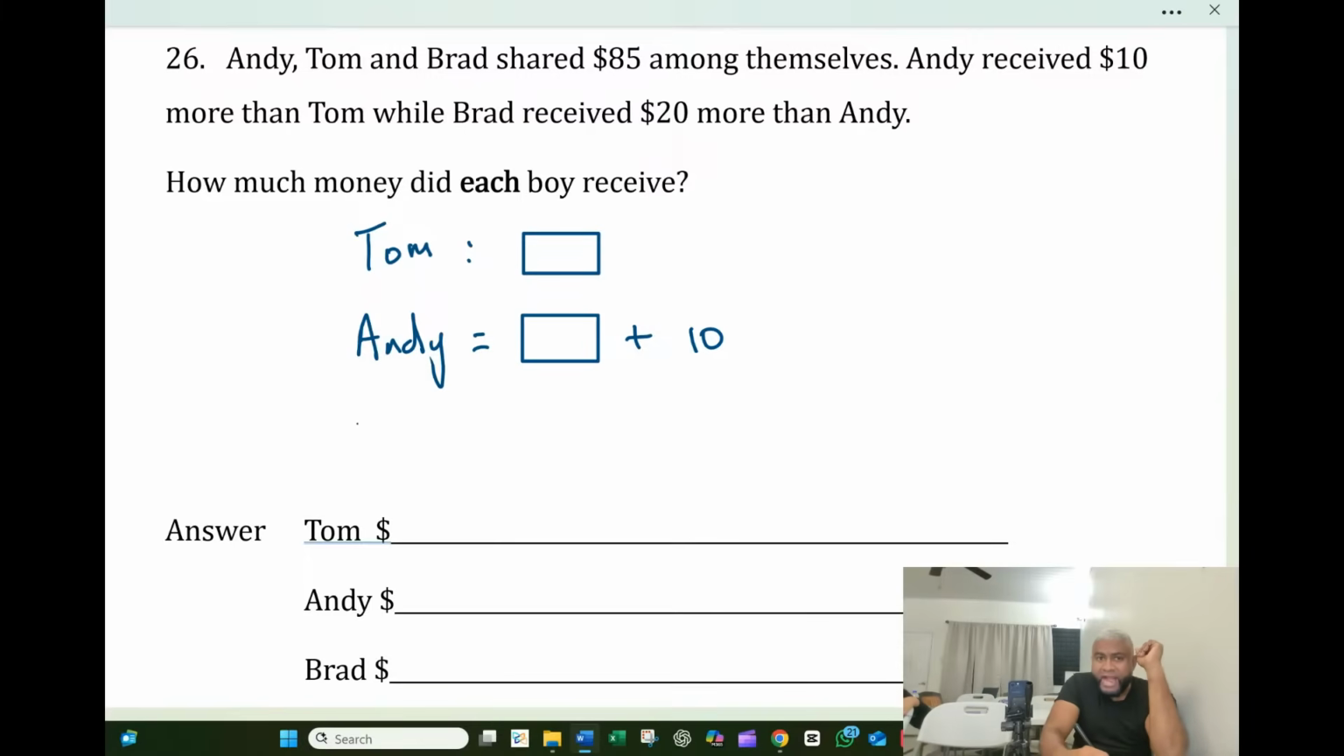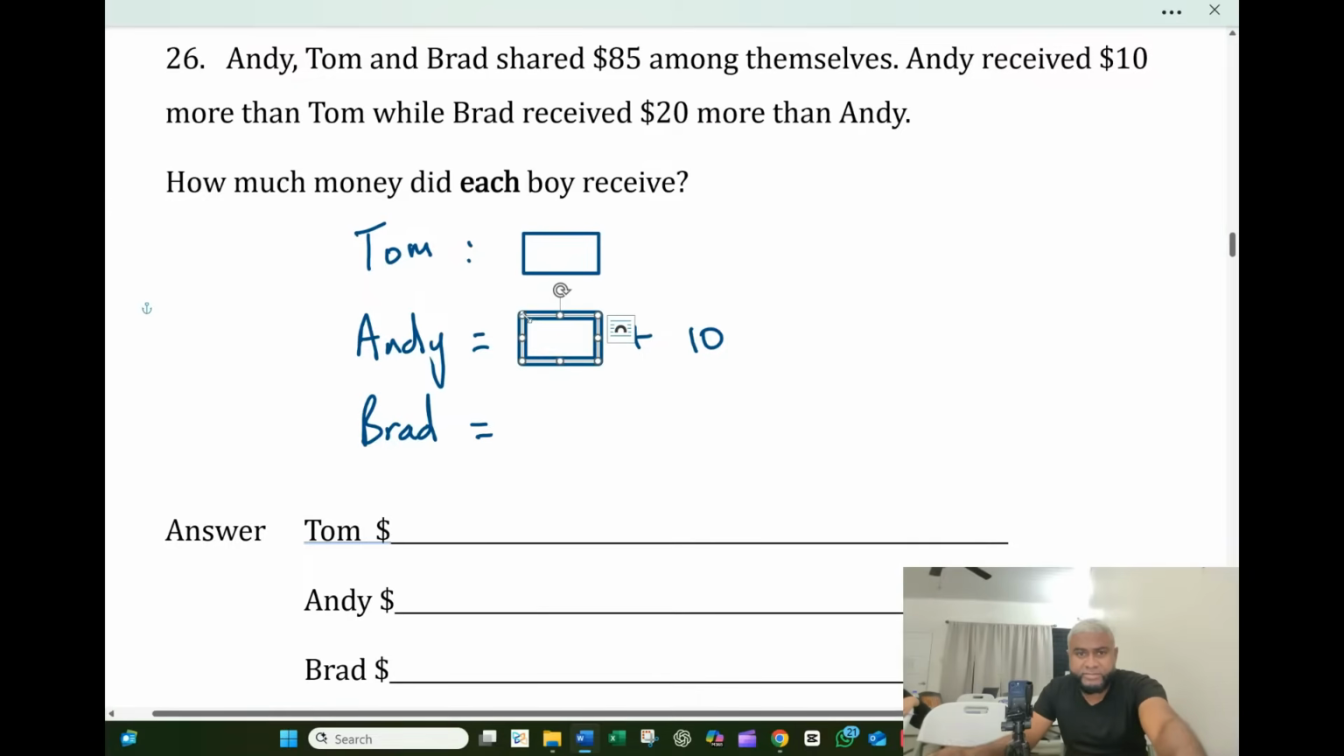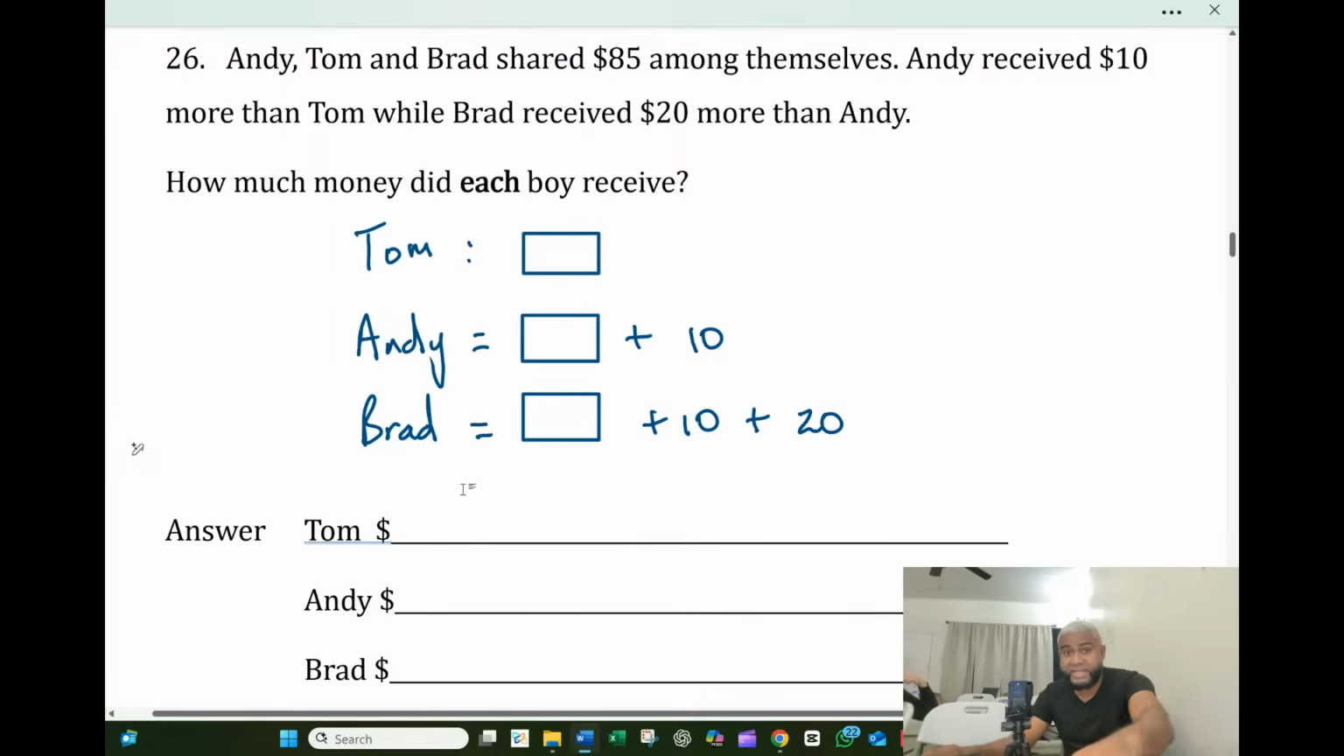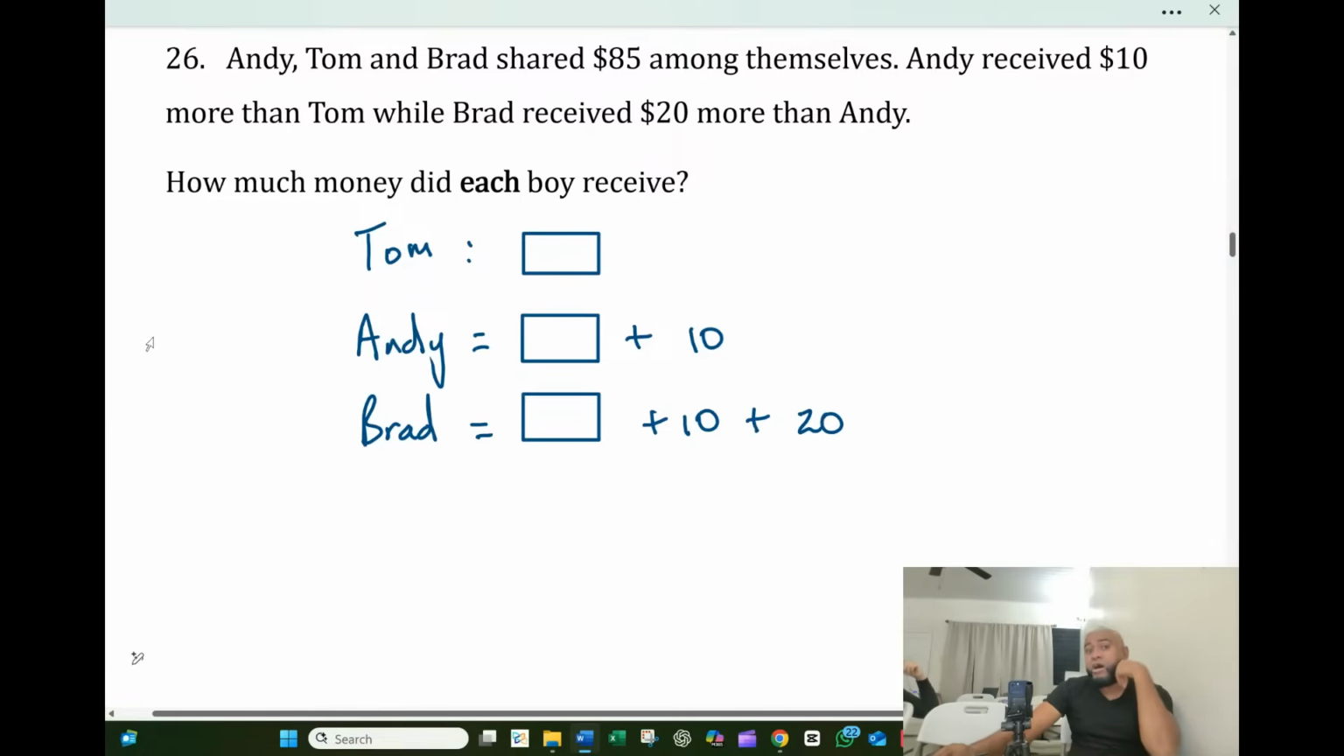Now, brother Brad would be, I want to copy the box so it will look the same. Copy, paste. So Brad will be the same box plus 10, which is what Andy got, plus how much? 20, because he got 20 more. Everybody good there? This is the action I'm going on here. Now they are saying, how much did each boy receive? So in order to find out how much each boy received, we need to find out what one box is, which will be Tom's, the amount of money Tom gets. So let's go. How many boxes do we have?